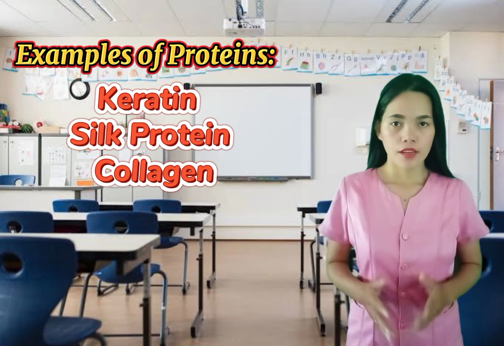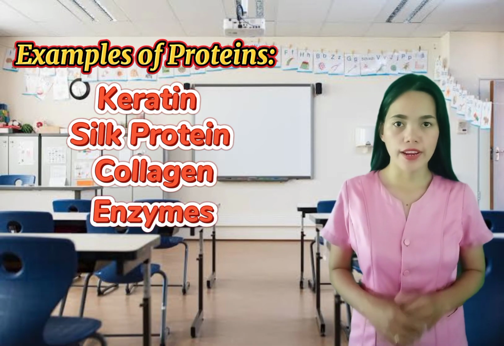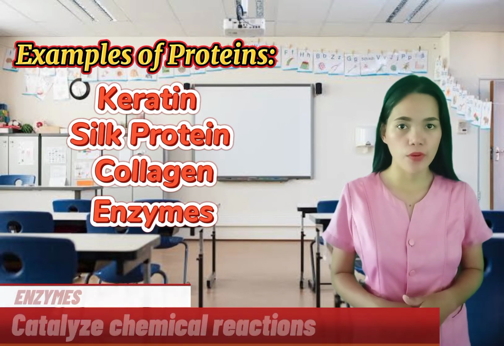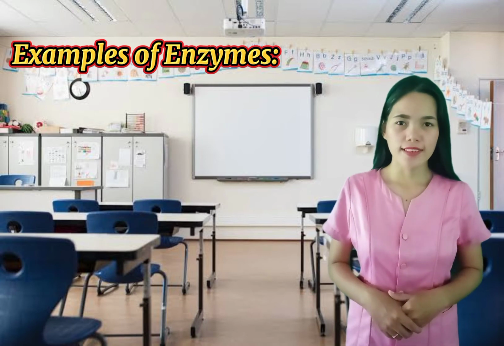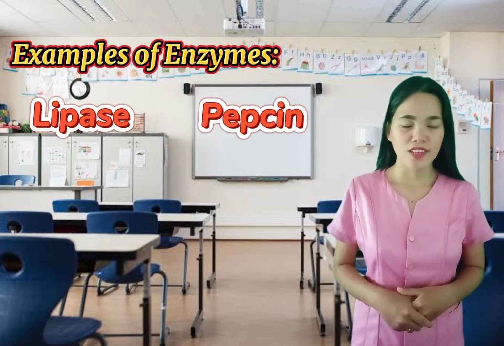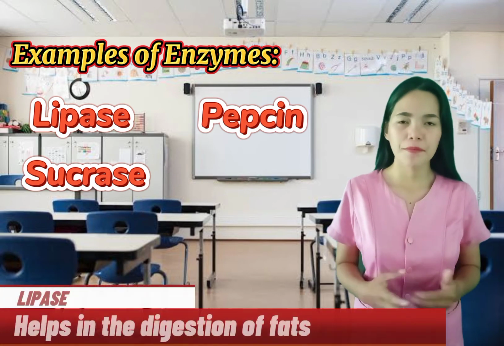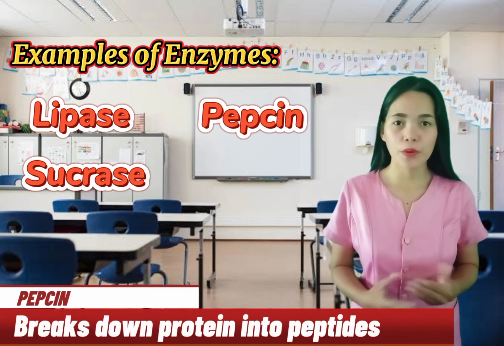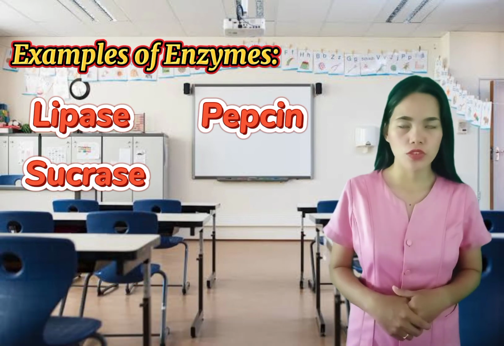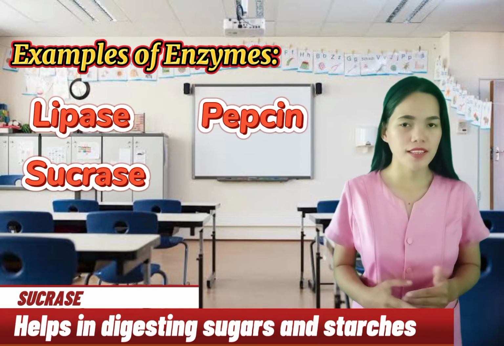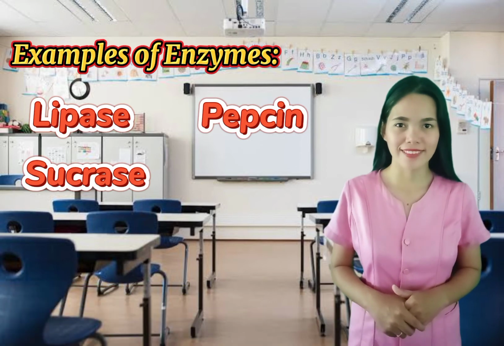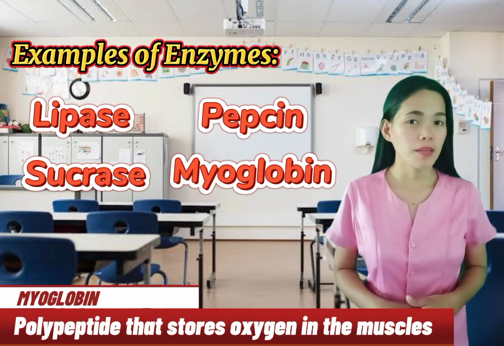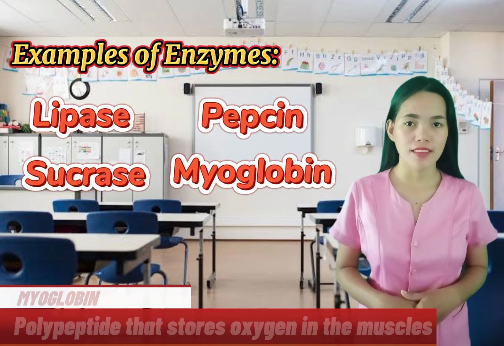proteins in animals. Now, the fourth example of proteins are enzymes, wherein the major function is to catalyze chemical reactions. Examples of enzymes are lipase, pepsin, and sucrase. Lipase helps in the digestion of fats, whereas pepsin helps in breaking down proteins into peptides. And sucrase, which is also called invertase, helps in the digestion of sugars and starches. And the last example of protein is myoglobin, which is a polypeptide that stores oxygen in the muscles.